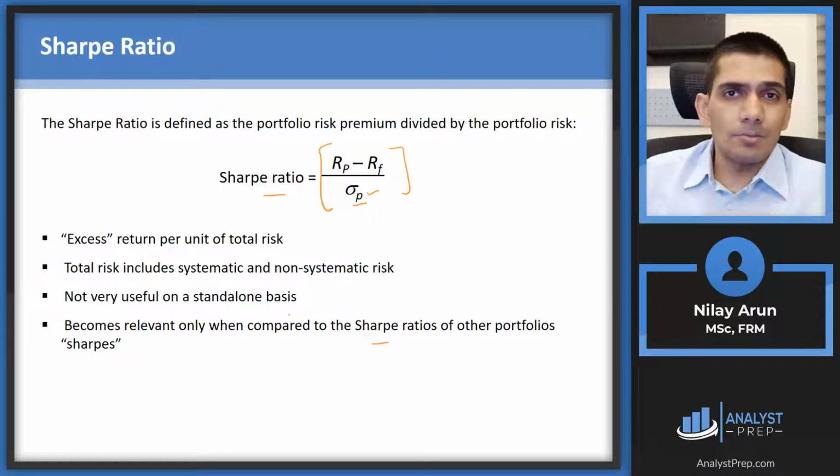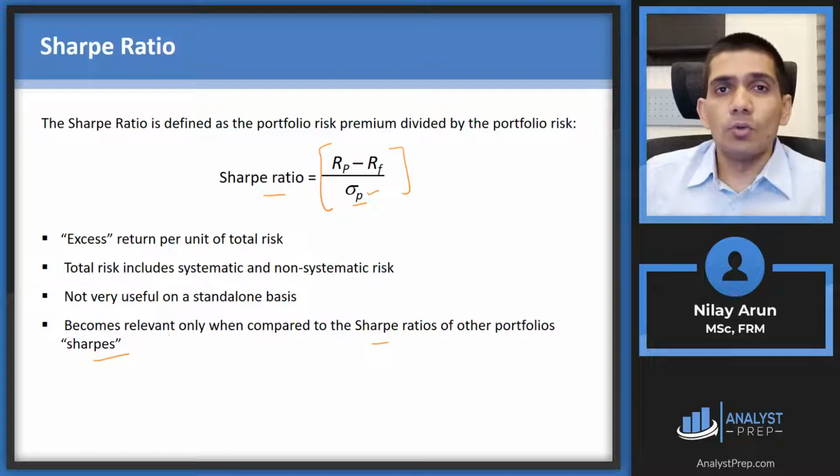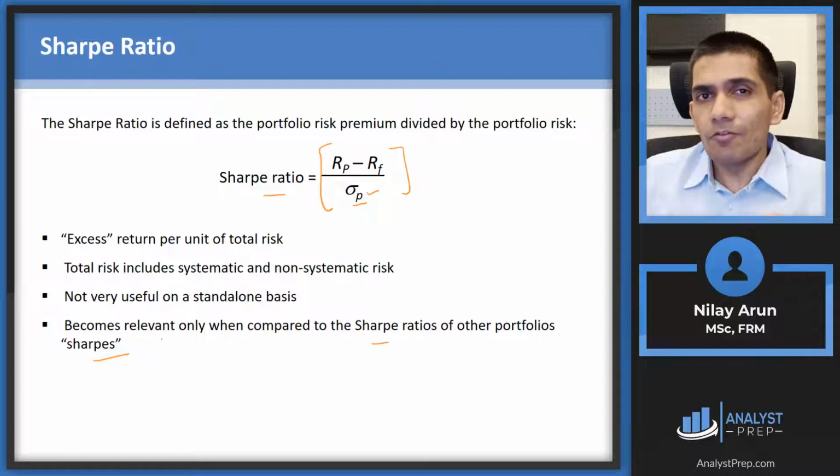In fact, the industry term for this is Sharpes. So you would see portfolio managers saying that I'm returning 2 Sharpes or 3 Sharpes. So when they say Sharpes, they're actually referring to the Sharpe ratio.